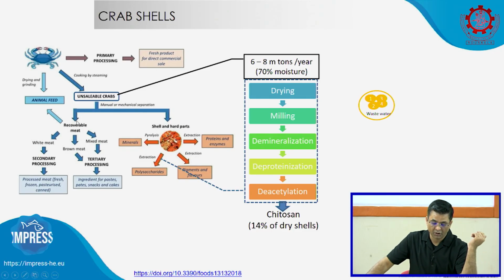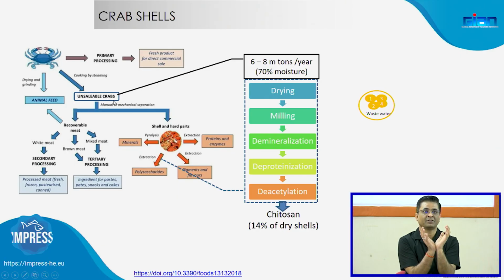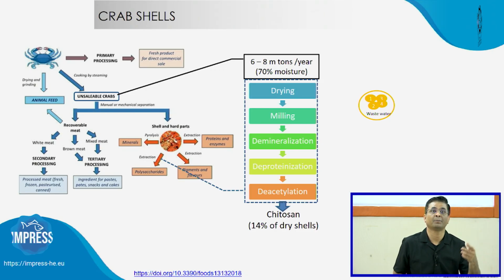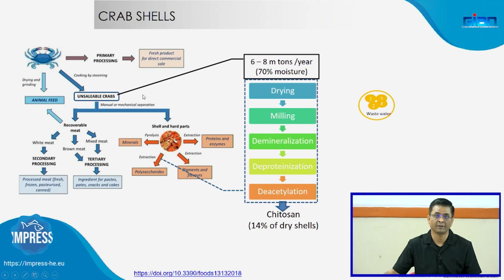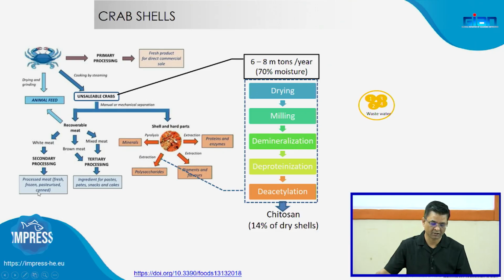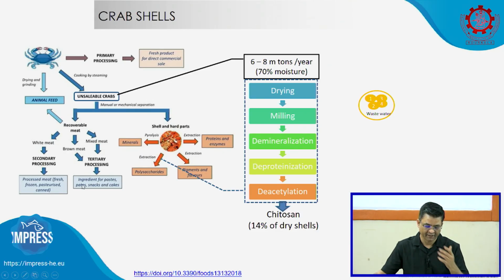So again, whatever is unsellable crab, that is, the whole crab is sold with the claws and everything, a leg is broken, a hand is broken, people do not prefer it because it looks incomplete. So those go for recovering the meat, either for food purpose, feed purpose, or pet food, and then you have the meat, frozen, pasteurized, or canned meat. These are the processed products. Same way, you have ingredients which can be used for making paste, pate, snacks, or cakes. A number of different products.